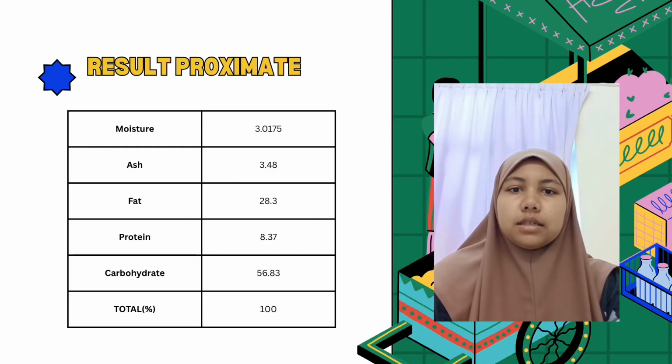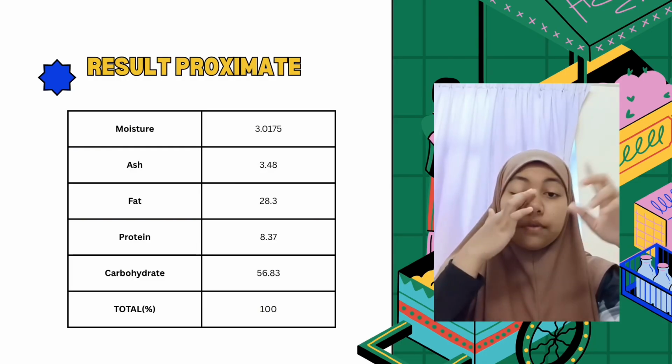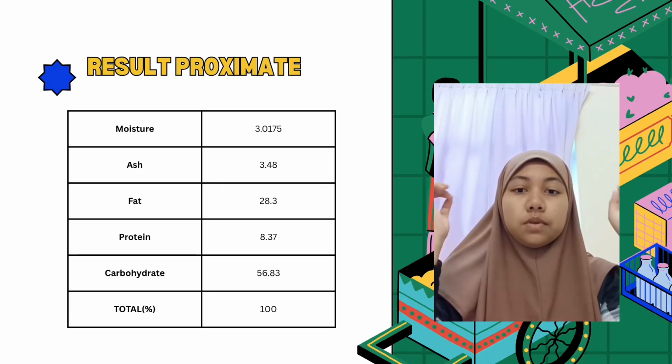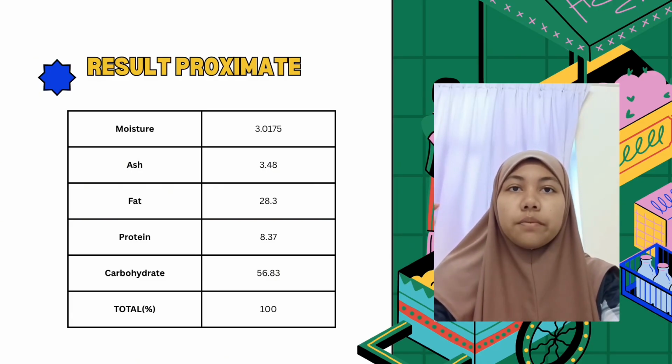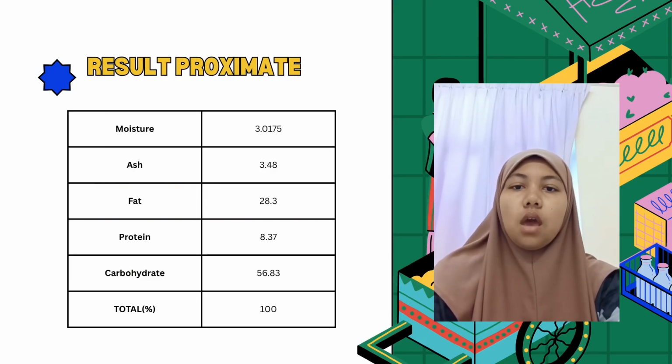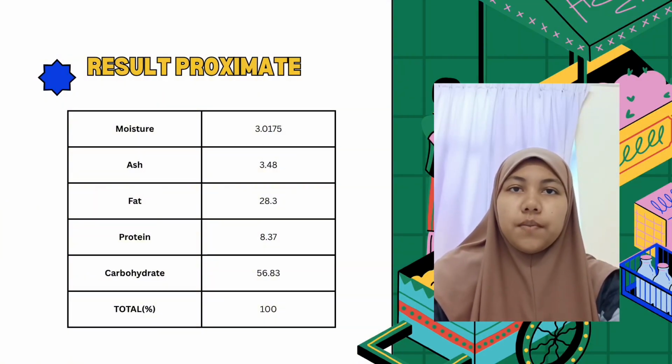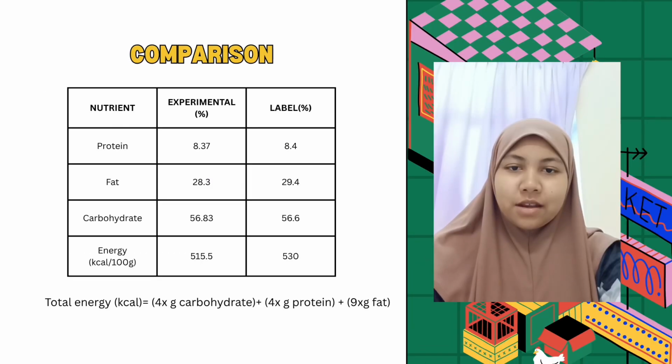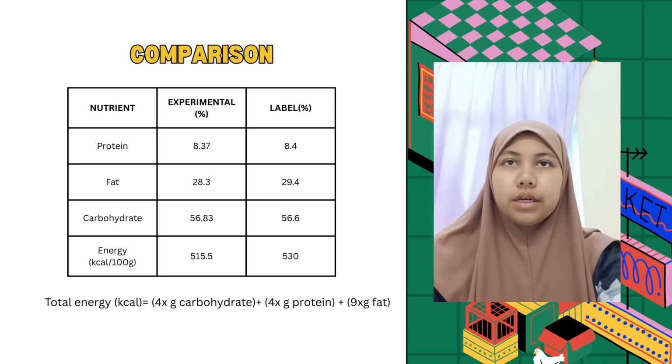So as a conclusion, the total of all the components is 100%. This confirms that all components collectively make up the entire sample composition. Overall, the result shows that the sample is energy dense with a balance of carbohydrate and fats, moderate protein content, and low moisture for better storage stability. We go to the next slide. The table shows a comparison between the experimental values obtained from laboratory analysis and the nutritional information provided on the product label.